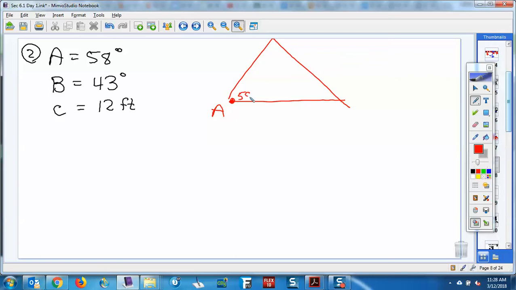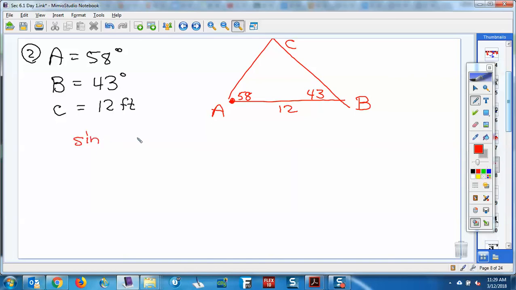Okay? This is 58. I would probably put the B over here. That's what I'm going to be doing later in some examples that I do when we get to the ambiguous case. I'm going to put the B over here. Okay, so that's how it's drawn a lot in your book. Doesn't really matter, but, and then the C is 12. So now it's the included side, but it's okay. Angle, side, angle, or angle, angle, side, law of sines works beautifully. Okay? All right, so here we go.